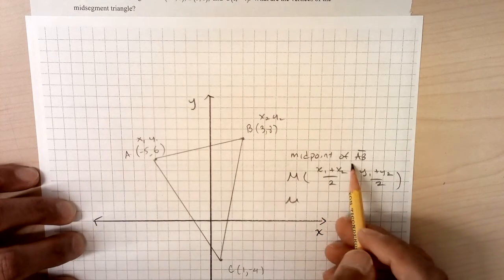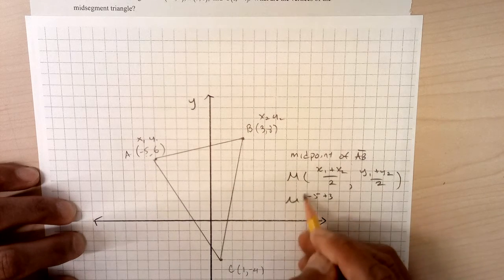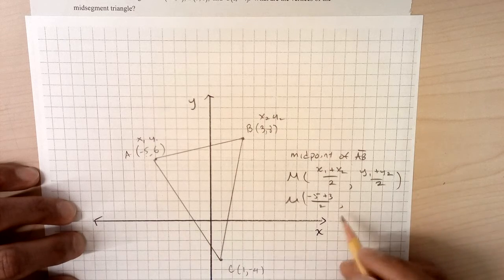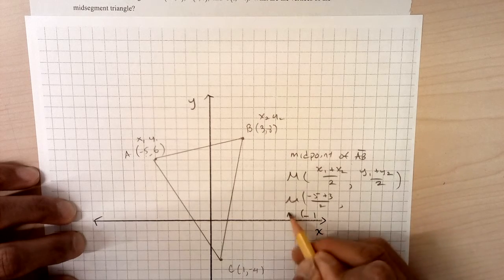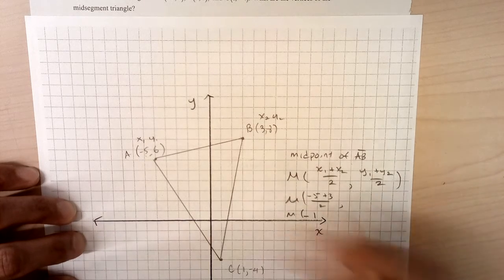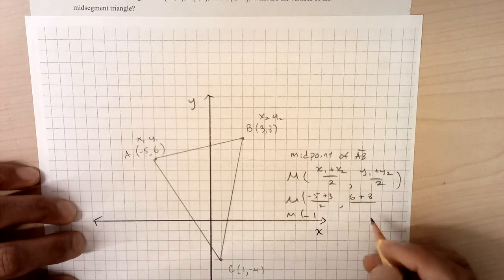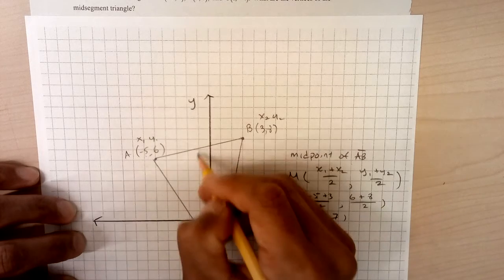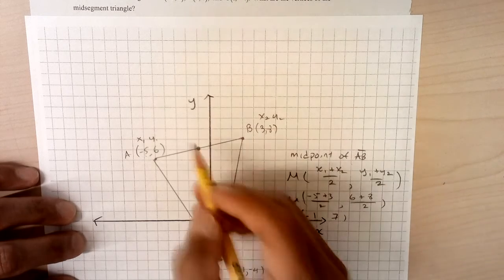So the midpoint of side AB: x sub 1 is -5, plus x sub 2 is 3. -5 plus 3 is -2, divided by 2 is -1. And then for the y coordinate, y sub 1, 6, plus y sub 2, 8. That's 14, divided by 2, 7. So -1, 7 would be right here. That's the midpoint of side AB, whatever you want to call it. I'm going to call it D.